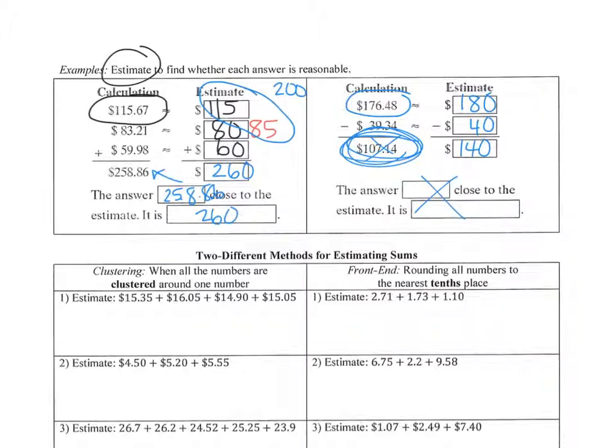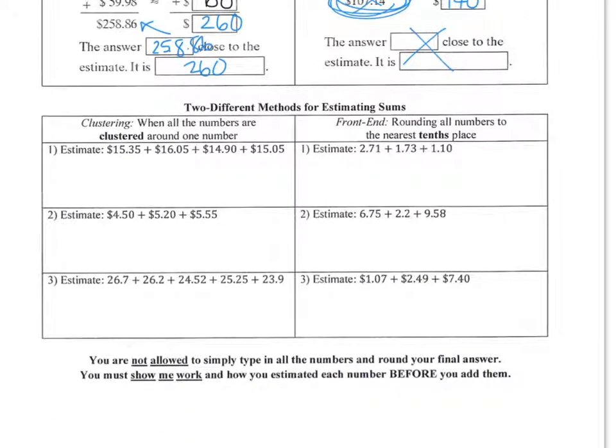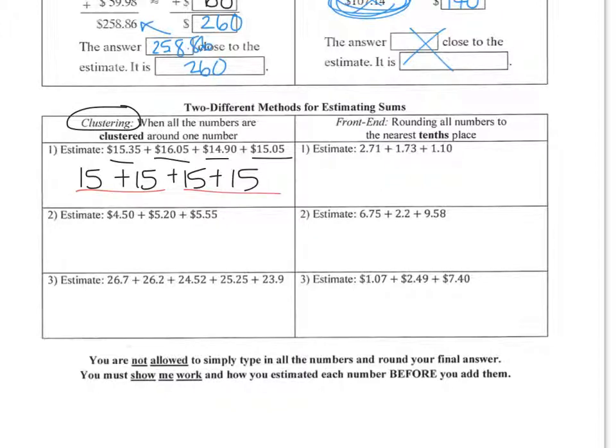Down here, there are two different methods of estimating. There's what's called clustering. Clustering is when all the numbers are kind of around the same number. So if I look at all of these numbers, they're about 15. So add 15 plus 15 plus 15 plus 15. 15 and 15 together is 30. 30 plus 30 is 60. The next one, these are all close to 5. So 5 plus 5 plus 5 equals 15.